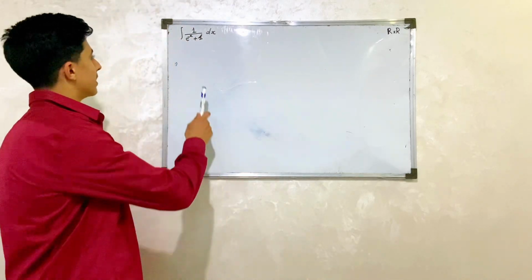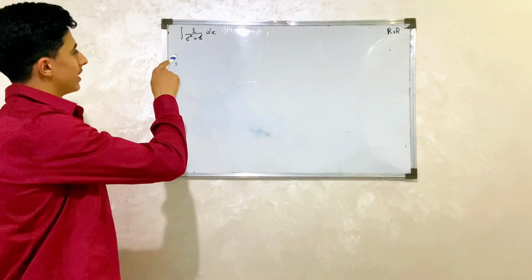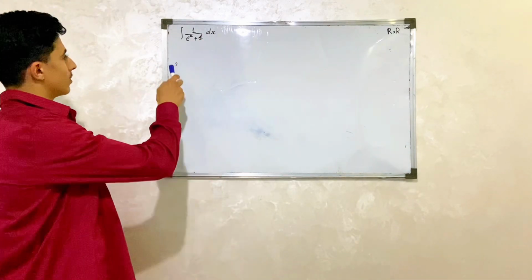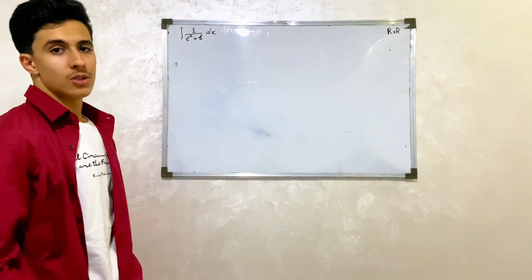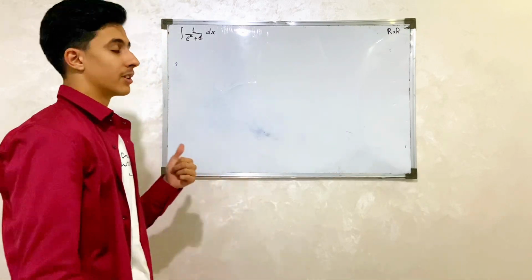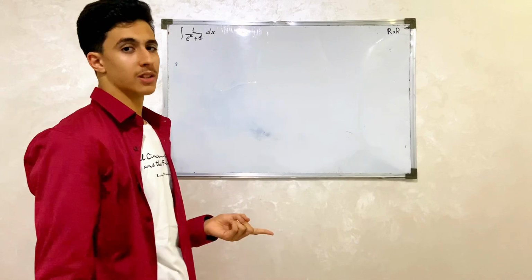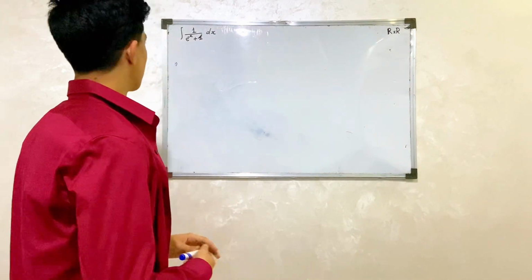Today we are going to be integrating this function right here, 1 over e to the x plus 1, with respect to x. We are going to calculate the indefinite integral of this function. We are going to do it using two different methods: one without using u substitution, and the other using u substitution. So let's begin.